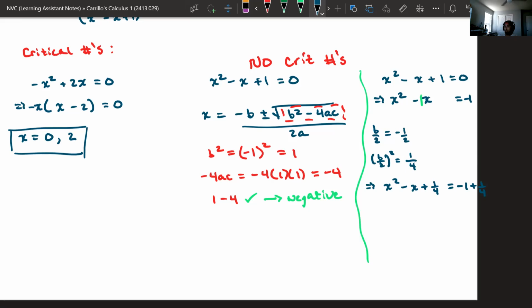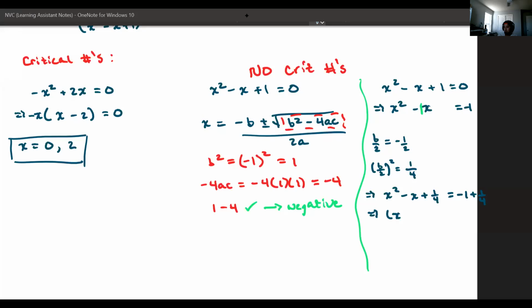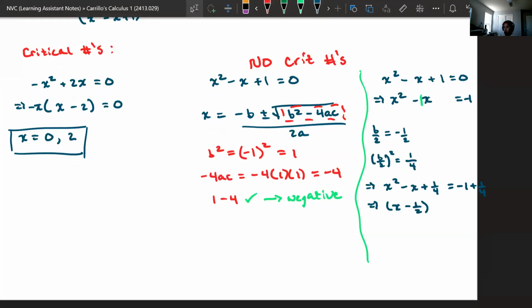Whenever you complete the square, the perfect square is x plus your b over 2, in this case, minus 1/2 squared. And that is equal to, and then -1 plus 1/4 is -3/4.